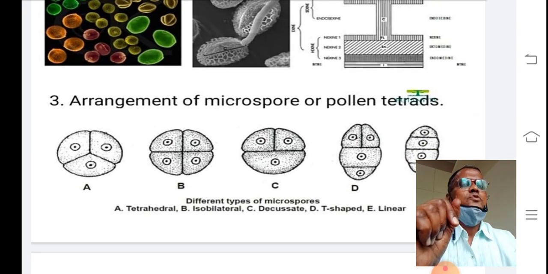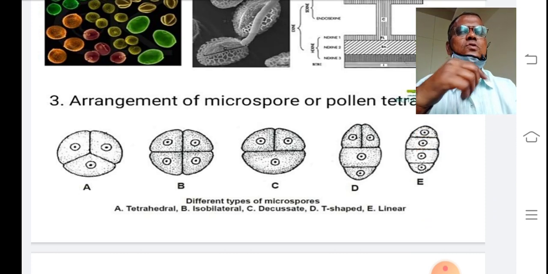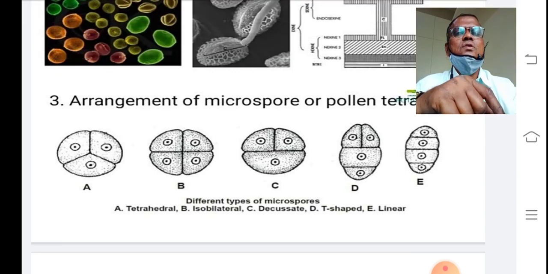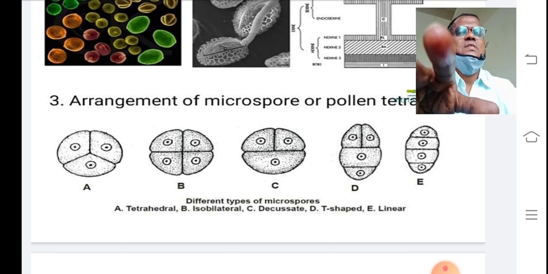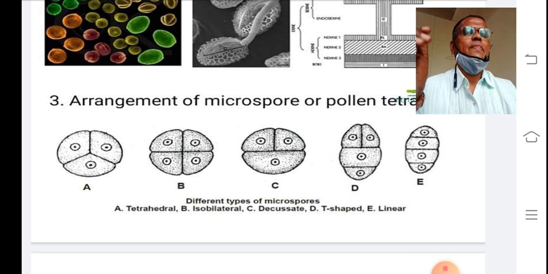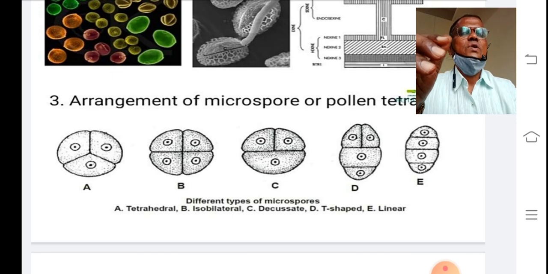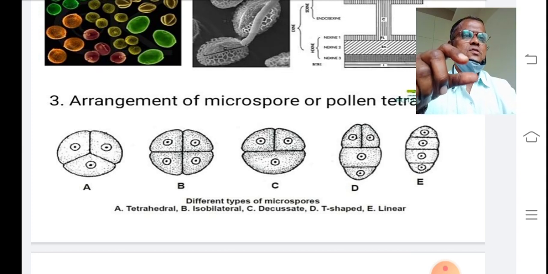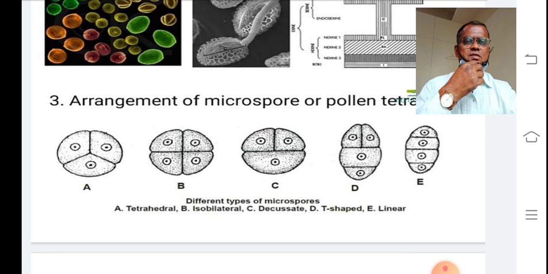Then there are different types of microspore arrangements. There are mainly these types: tetrahedral, isobilateral, decussate, T-shaped and linear. Tetrahedral means 4. Isobilateral means 2 on the upper side, 2 on the lower side; iso means same, bilateral means on both sides. Decussate means one pair is opposite to the other, diagram C. Then T-shaped, like the English letter T. You see this arrangement is not seen in all, but it is seen in some examples.